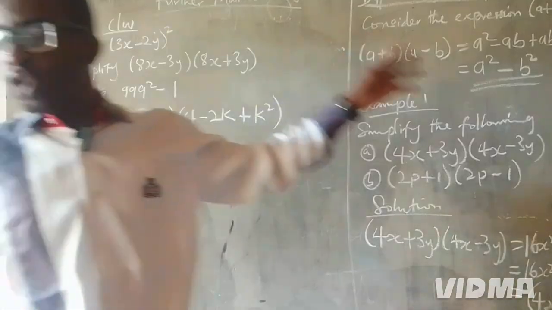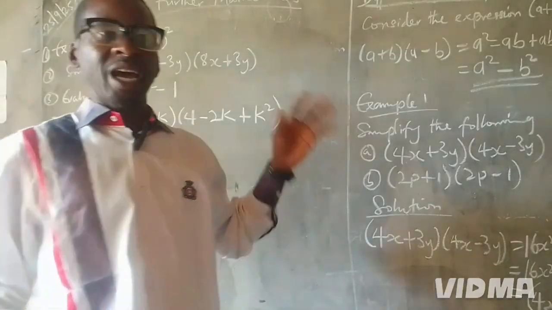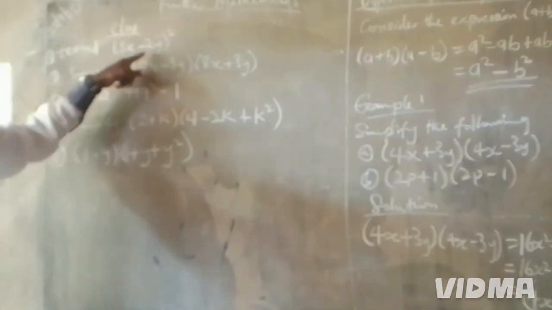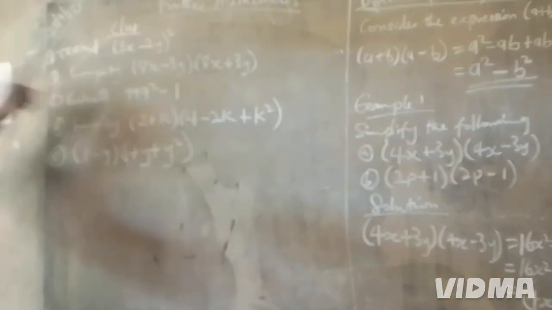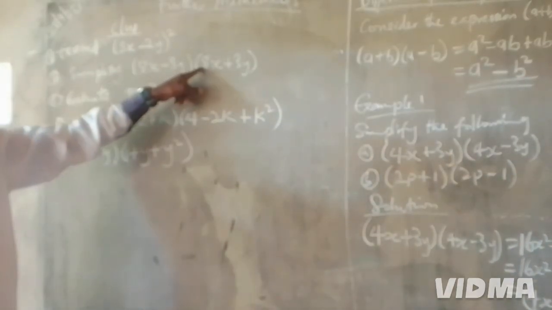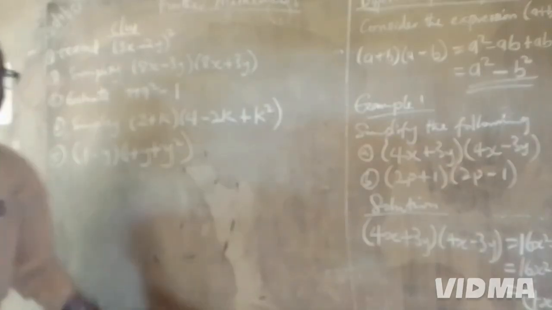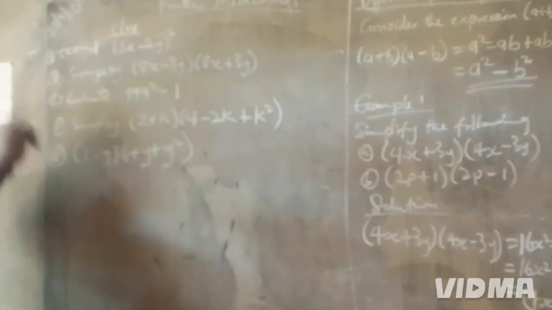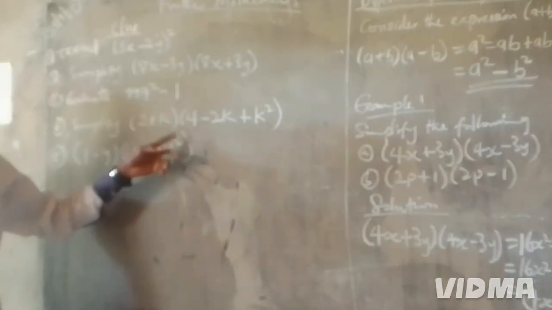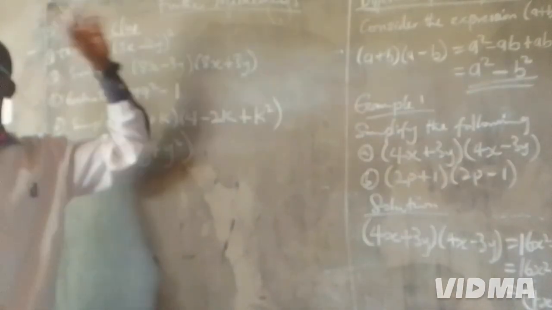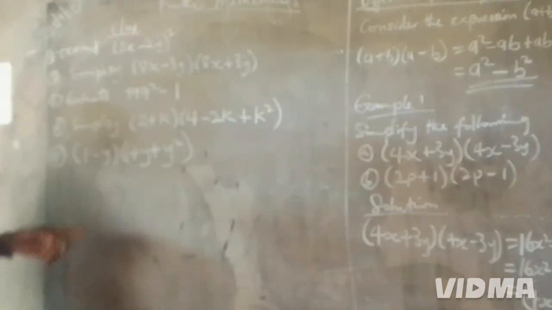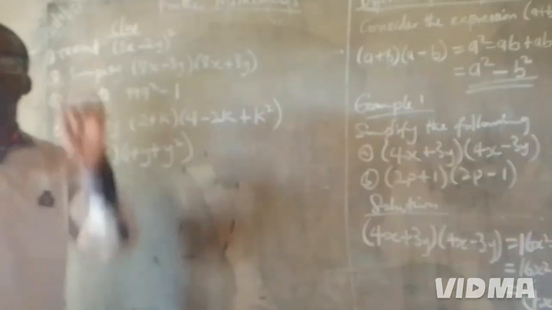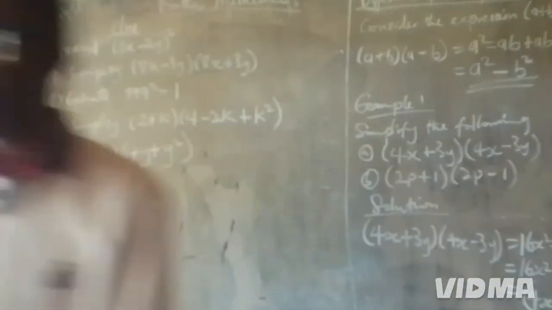Understood? Having understood all the algebraic identities, I'm giving you an assignment. Number 1, expand (3x minus 2y) all squared. Number 2, simplify (8x minus 3y)(8x plus 3y). Number 3, evaluate 999 square minus 1. Number 4, simplify 2k(2 plus k)(4 minus 2k plus k squared). The last one, (1 minus y)(1 plus y) squared. So that's our assignment. Thank you.